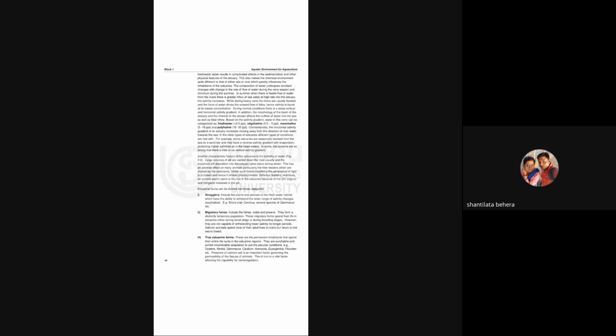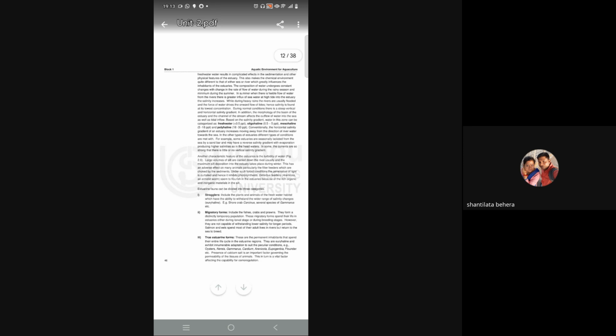So this estuary fauna. So flora and fauna: flora means the total plant number in a particular area, we call it flora, okay, and fauna is the total number of animals present in a particular environment, we call it fauna. So the estuary fauna can be divided into three categories: stragglers, migratory and true estuary form.